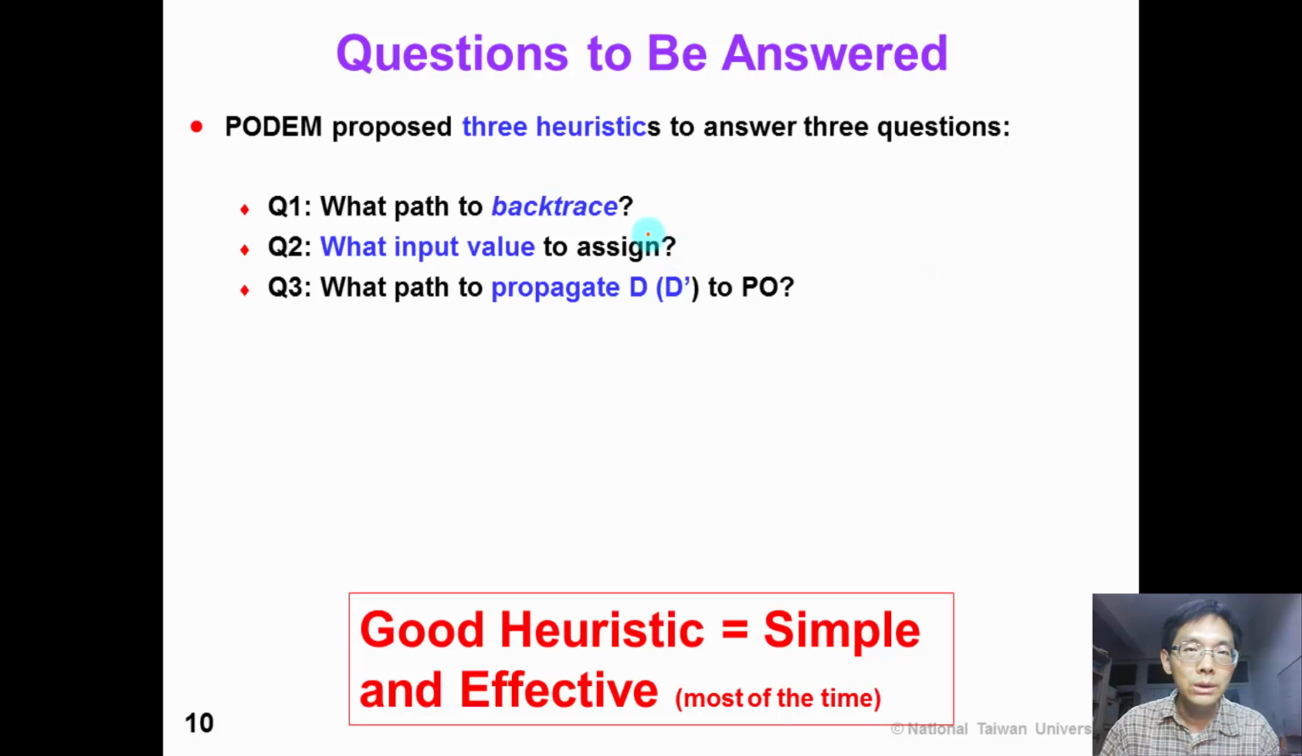In the PODEM algorithm, we have 3 questions to be answered, and the PODEM algorithm proposes 3 heuristics to answer these questions. Question number 1. What path do we backtrace? Question number 2. What input values do we assign? Question number 3. What path to propagate D or D' to the primary output? We need 3 good heuristics to answer these questions. Good heuristics are simple and effective most of the time.